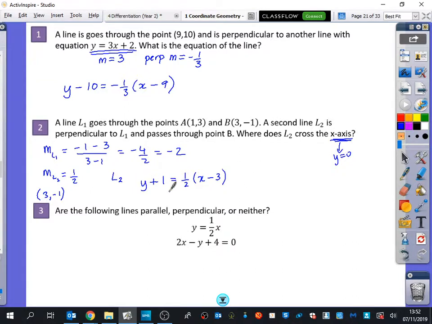So we now have that our equation is, when y equals 0, we just get 1 equals a half, brackets, x minus 3. What's the best way of solving the equation? We've got 2 options: either expand the brackets or times it by 2. That's probably the best thing to do. So let's double that side and we get x minus 3, and then add 3, so x equals 5. Where does it cross the x-axis? It crosses at (5, 0).